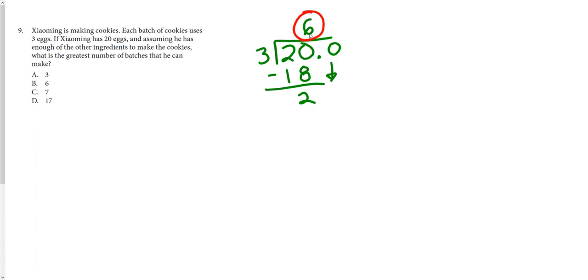So we can make 6 batches, right? 6 batches would be the 18 eggs, and then you would only have 2 eggs left over. If we use the 18 eggs, only 2 eggs left over. So we can't make another batch because we need 3 eggs. So after the 6 batches, 6 times 3, 18, we'd have to stop, and that is our answer. How many batches? And that is it, 6.